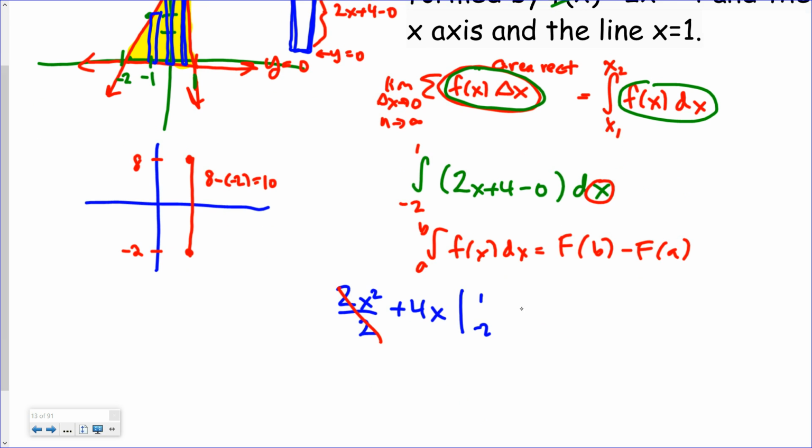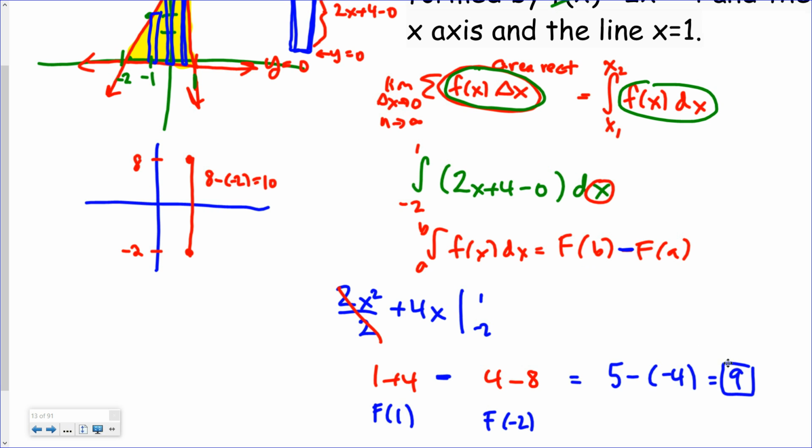And this answer is going to be, first I plug in the 1, then I plug in the -2, then I slap a minus sign in the middle. That's this minus sign right here. This is my f of b. This is my f of a, or f of -2, so to speak. This is my f of 1, and then I slap a minus sign in the middle. So this answer is 5 minus -4, which is 9. So the area bounded by these three graphs is 9 square units.